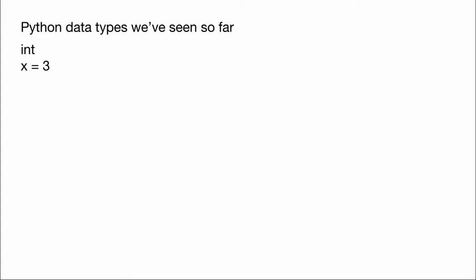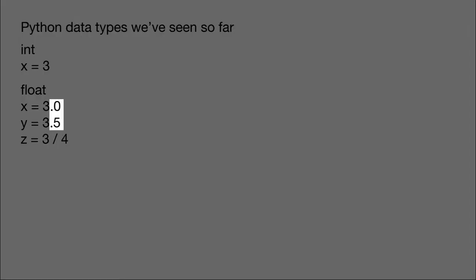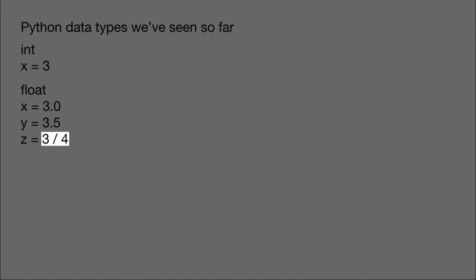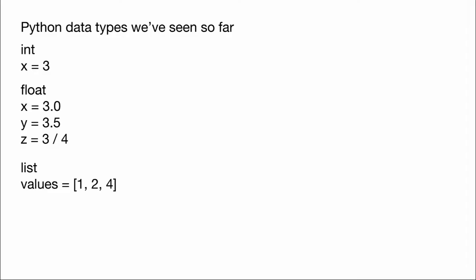As a quick review, here are the Python data types we've seen so far. Int is for storing integers, and they are stored exactly. Float is for real numbers. You create floating point constants by adding a decimal, so remember 3 is an int and 3.0 is a float. Also remember that most real numbers cannot be stored exactly as floats. The division operator produces a float even if both operands are of type int.